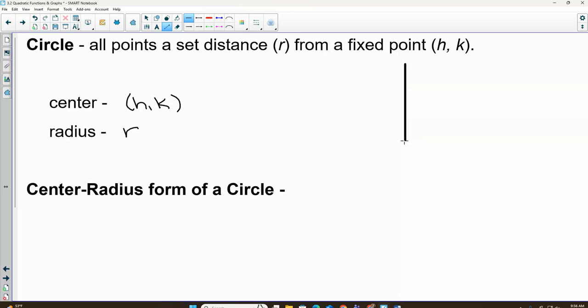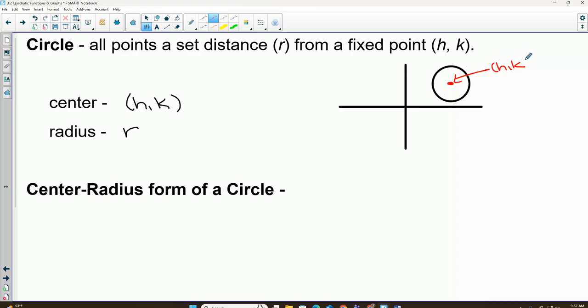Okay, so what that means is you have a center, that's like your starting point. And then if I took whatever my r might be, if I took every point a fixed distance from there, it creates a circle. So it's centered at h,k, that ordered pair. R is how far it is from the center to the edge of the circle.